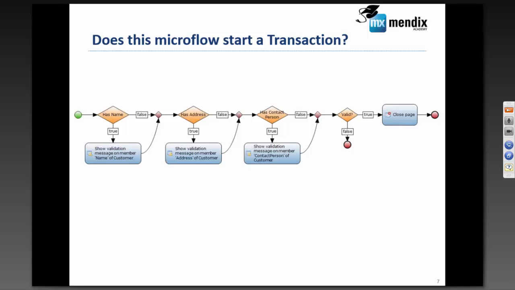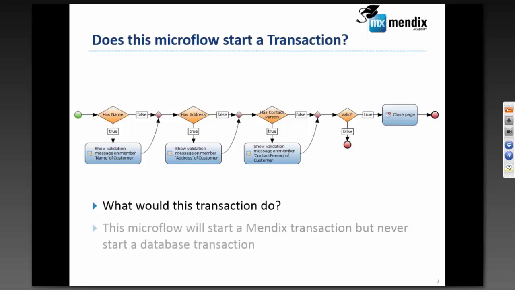So to start this off, if we look at this microflow, this is just looking at various attributes and doing some exclusive splits on it, and then showing validation messages. So the question is, does this microflow start a transaction? Well, the answer is yes. It does start a transaction, but only a Mendix transaction. What that means is the Mendix transaction that encompasses the whole microflow takes place. However, there is no corresponding database transaction that opens the connection to the database because we have no actions or activities that explicitly ask us to do that.